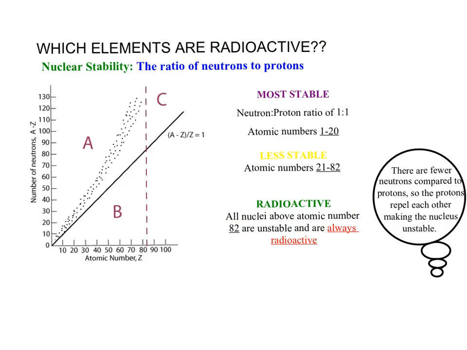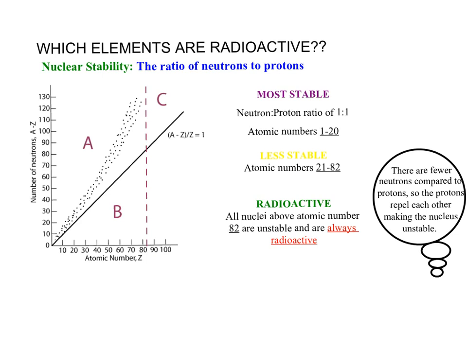So how do we know which elements are radioactive? Well, the more unstable your nucleus, the more prone to radioactivity you will be. So the smaller your atom, the more stable it's going to be. So you're looking for this nice ratio of protons to neutrons. The closer you are to 1-to-1, the more stable. When I say 1-to-1, what I mean is for every one proton, you have one neutron. The closer you are to that ratio, the more stable you will be.